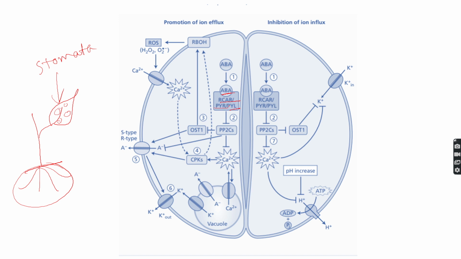After receiving this ABA, the ABA receptor complex forms another complex with PP2C, which is protein phosphatase 2C. This is a negative regulator of ABA signaling, and this inhibition of PP2C through the ABA receptor complex activates OST1.